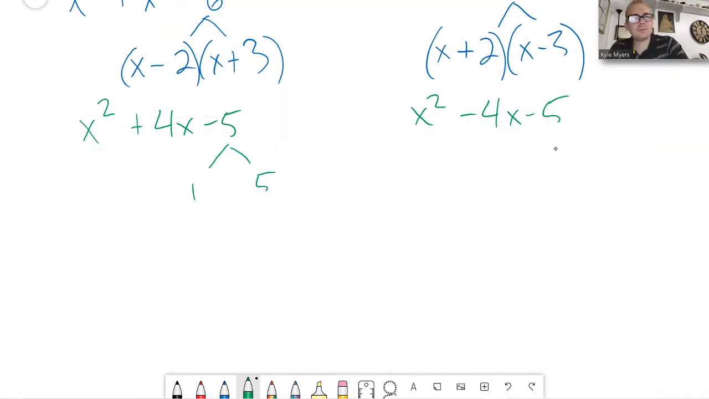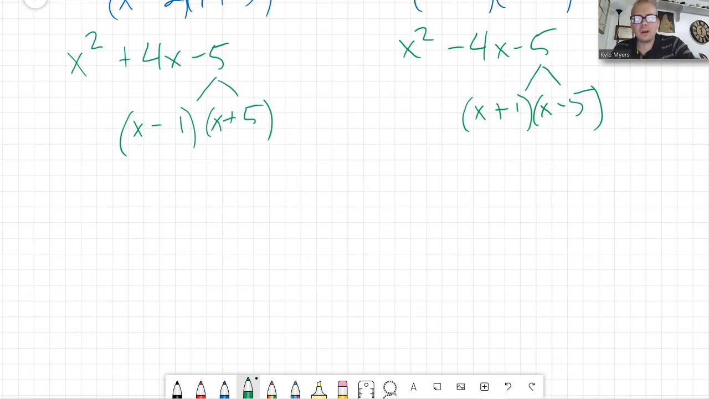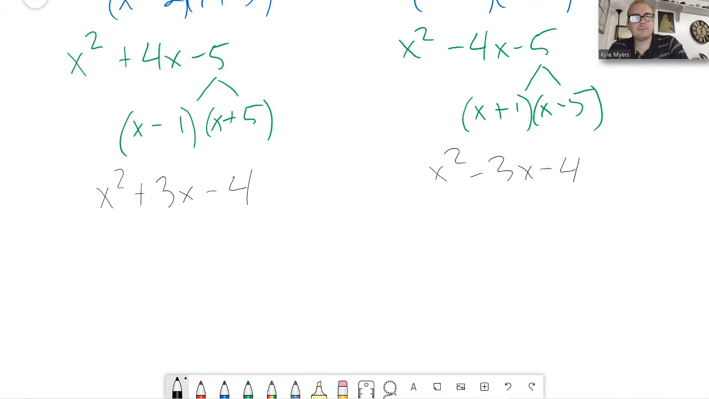1 and 5. This is a minus, plus. This is a plus, minus. Okay, and we're done with 5. As we get smaller and smaller numbers, notice we have less and less factors because smaller numbers have less factors. Let's see. X squared plus 3x minus 4. X squared minus 3x minus 4.